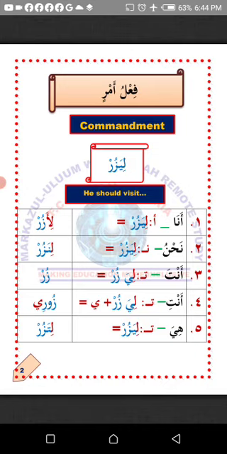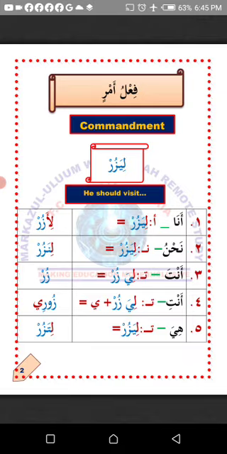Hamza, number five. Here, she. So how do we change the verb liyazur to suit here? All you need to do is to detach ya'un and attach ta'un. So the verb liyazur will now become litazur, which means she should visit. Remember, we use ta'un to talk about a single female person and ya'un to talk about a single male person. Talking about them does not mean talking to them directly.